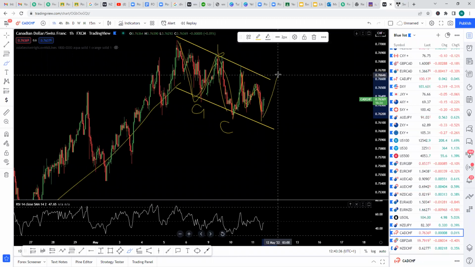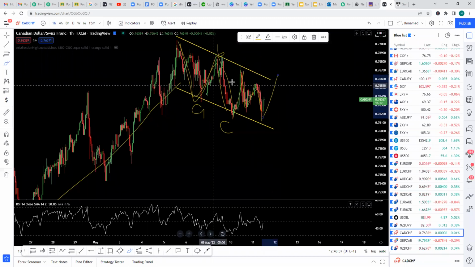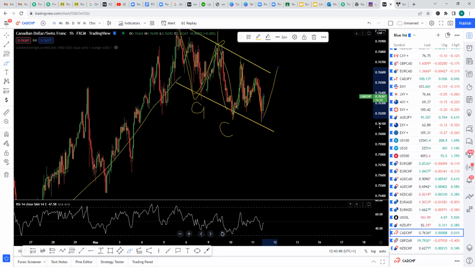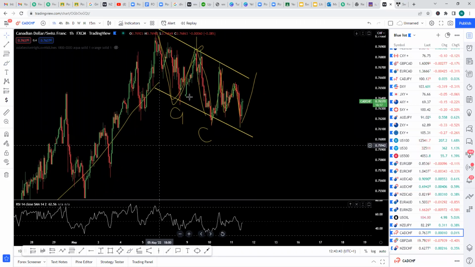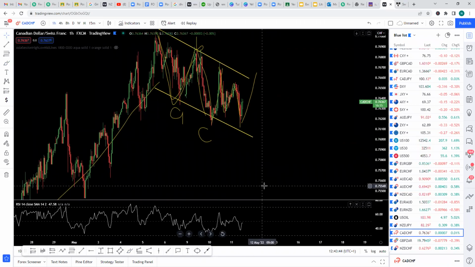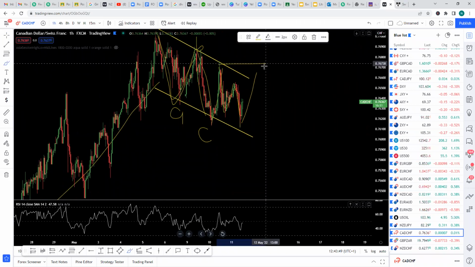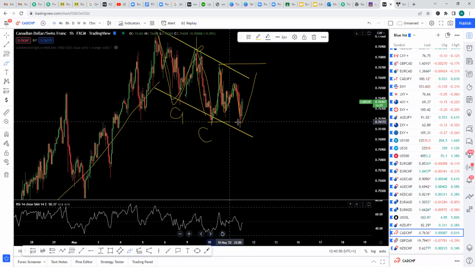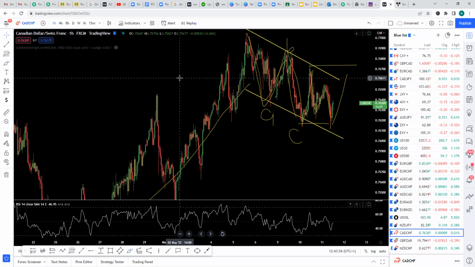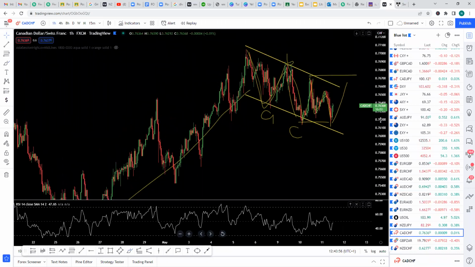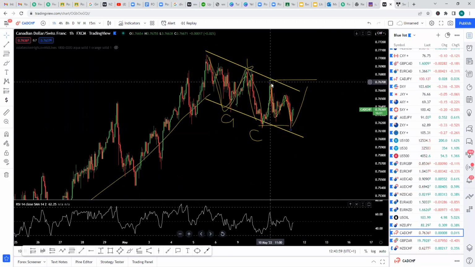Boom. So based on the structure before me, the least that can happen to CAD yen, even if it has to come down to test that low that I told you, CAD yen structurally must come to this top. Structurally must come to this top and create what is called a regular flat. When you start the fundamentals of Elliott wave theory, you will know what is called a 3-wave corrective structure.